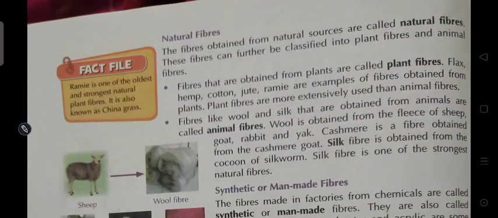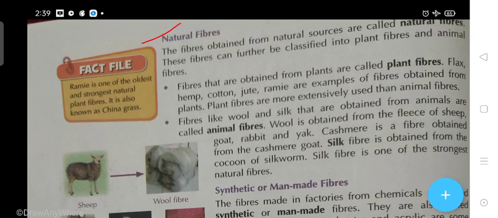Now students, we discuss the natural fiber. As we know, natural fiber means fiber which we obtain from nature, and plants and animals are both part of nature. The fibers obtained from natural sources are called natural fibers, and these can further be classified into plant fiber and animal fiber. Fibers that are obtained from plants are called plant fibers. Flax, hemp, cotton, jute, ramie are examples of fibers obtained from plants, and plant fibers are more extensively used than animal fibers.